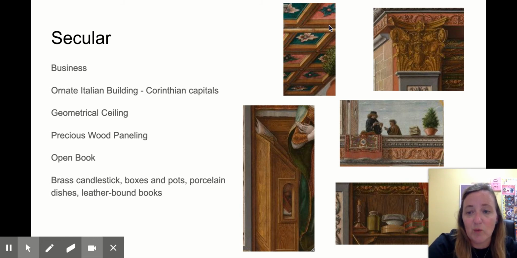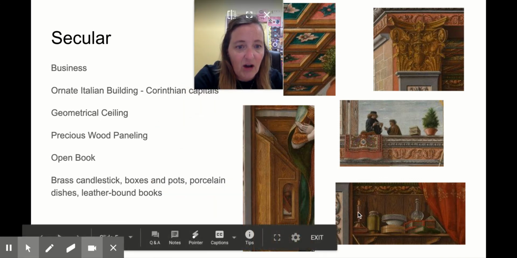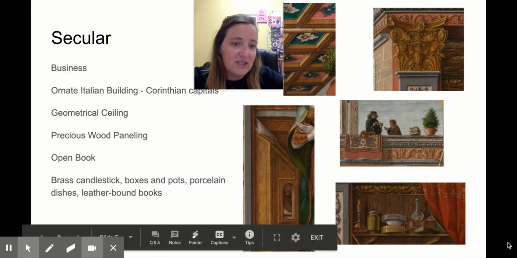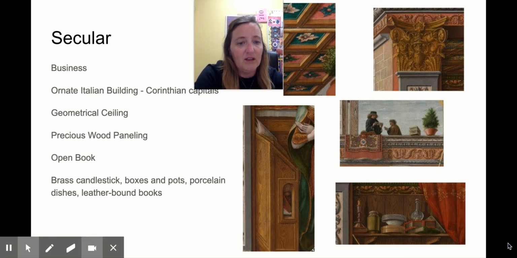Additionally, you have a focus on reading. You have Mary, who would have been illiterate in the Bible time period, who here is actually reading a book when she becomes pregnant with Jesus. And then on top of that, there's a section over here of the painting where you're just going to see all of the wealth of the person of Mary displayed. So there's a focus on accumulation of goods that would be considered expensive. So you've got a brass candlestick, you've got boxes and pots and dishes and leather-bound books, all showing the wealth of the city.